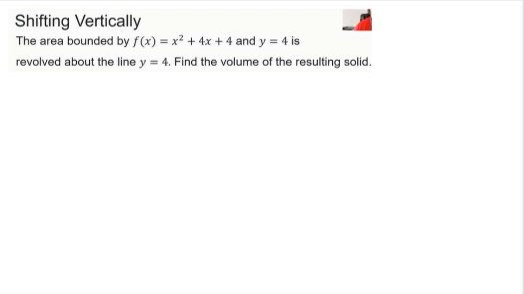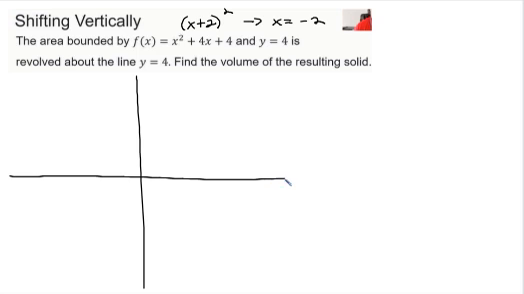Now let's look at this next problem. The area bounded by y equals x squared plus 4x plus 4. So let's make a note about that. That is x plus 2 quantity squared, which means that that has one intercept at x equals -2. So when I sketch this thing, it is a parabola where the vertex is touching right here at -2.